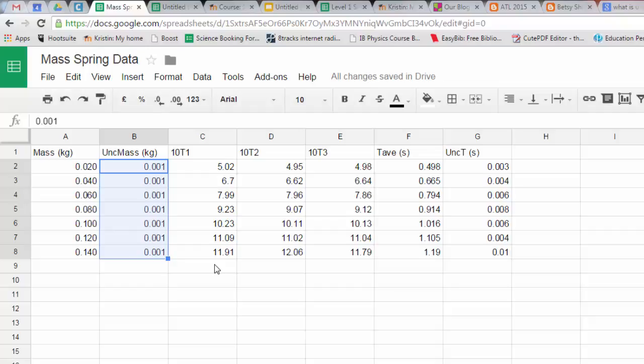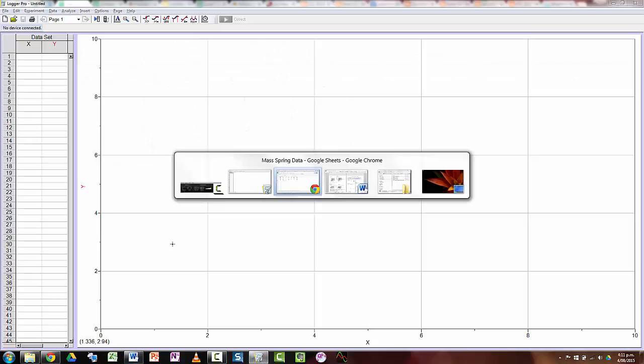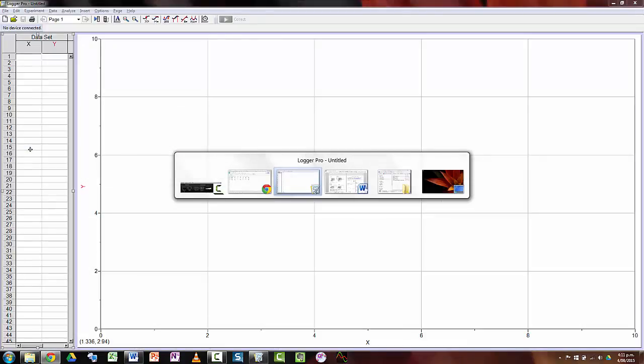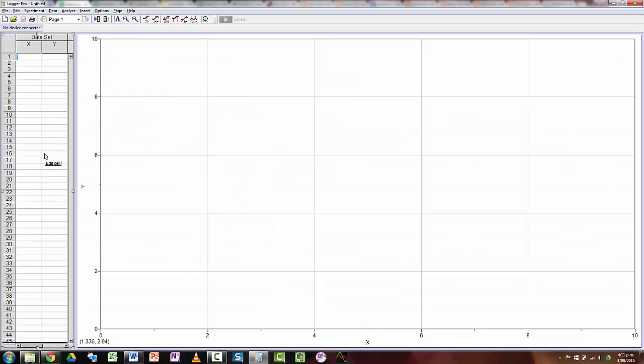The next thing that I would like to do is to graph my raw data. To graph my raw data, I only really want to graph the mass on the x-axis. That was my independent variable. The time on the y-axis. So I'll open Logger Pro, and I'll switch back and grab this data. Sorry about that. I'll grab this data, copy it, and stick it in the X column there.